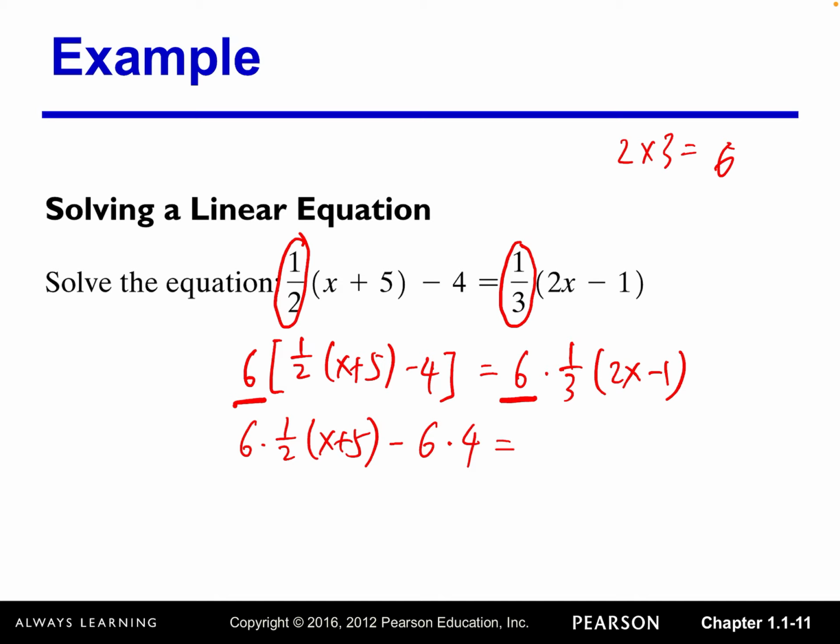Right-hand side, 3 numbers multiplied. I can multiply any two of them, right? So I can times 6 by 1/3. We got a 2, right? 6 divided by 3, that's 2. 2 times 2x minus 1.